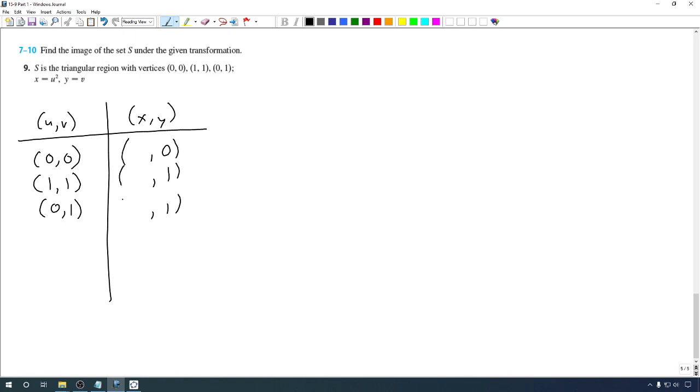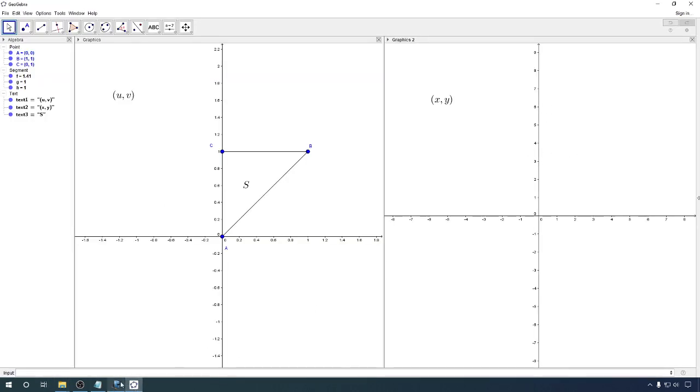The x coordinate is just u squared, so we get to square these. 0 squared is 0, 1 squared is 1, 0 squared is 0. So actually these points didn't change. Let's go ahead and plot those points over here.